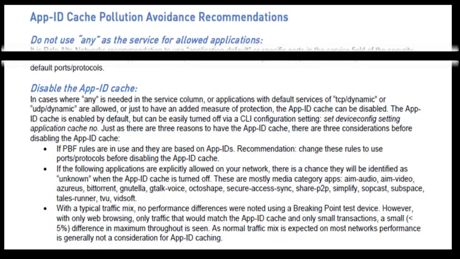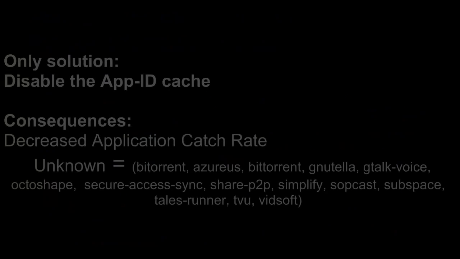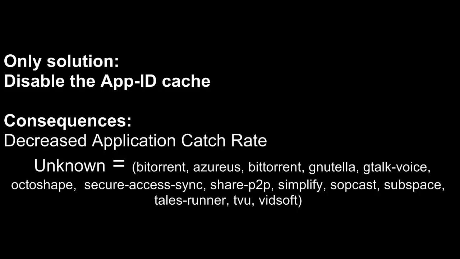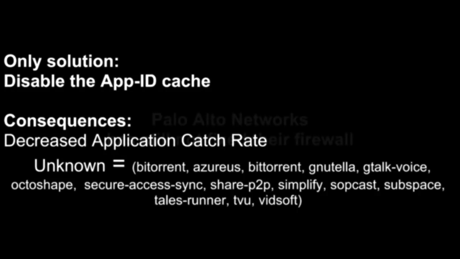The only effective mitigation available seems to be to follow Palo Alto Networks' recommendation to disable the default setting that allows App ID caching. According to their security advisory, this effectively decreases their application catch rate. For instance, quite a large group of media-related applications will now be identified as unknown. It seems Palo Alto Networks has not yet fixed their firewall.